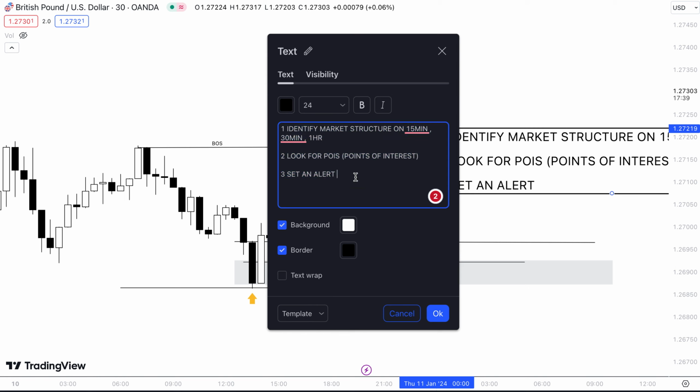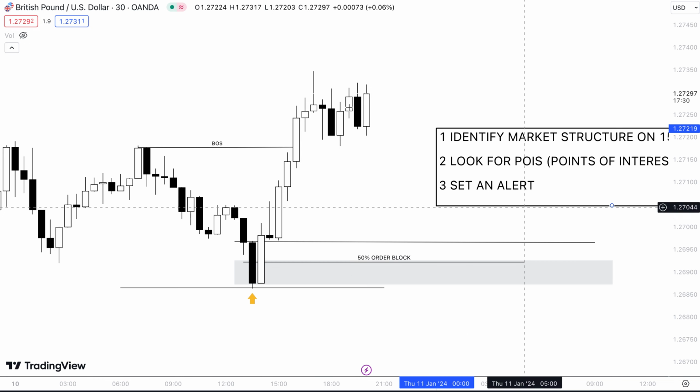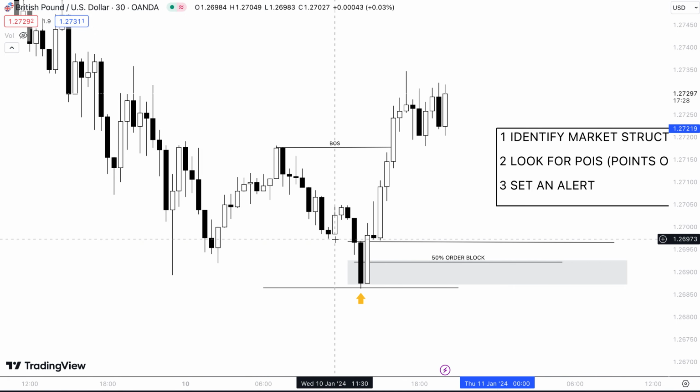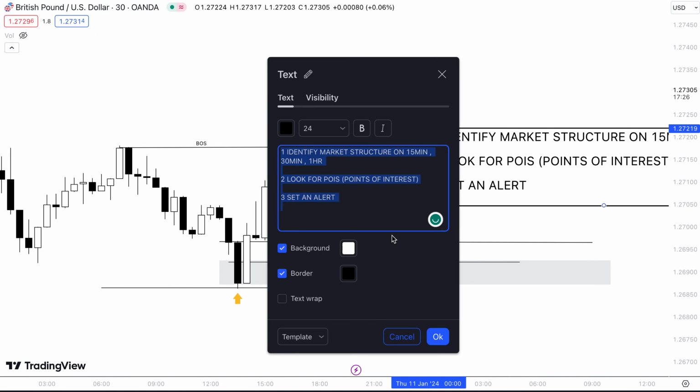Set an alert. Okay, so we did that. Now step number 4 is wait. I'm not even gonna write step number 4. Just set an alert and wait for it to come to your area. And then actually no, step number 4 is this.